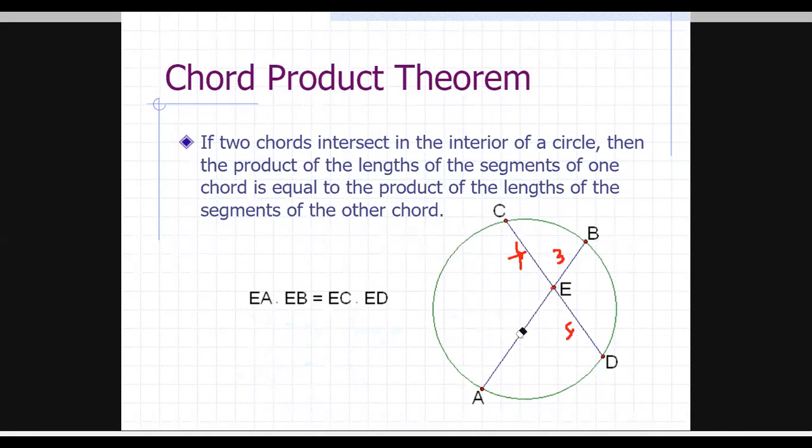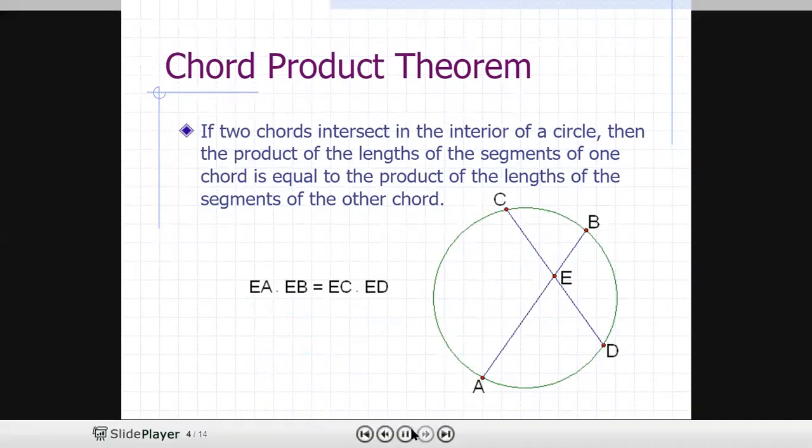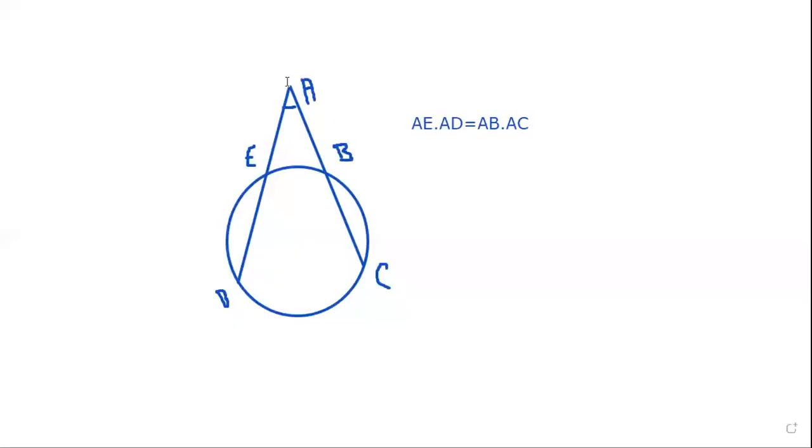What is the second theorem in this part? In this case the two lines intersect at point E, outside the circle. Then the product of AE times AD equals AB times AC. This is a secant and this is a secant.